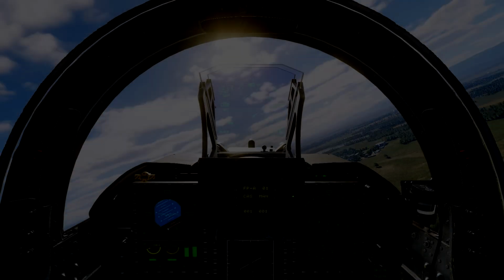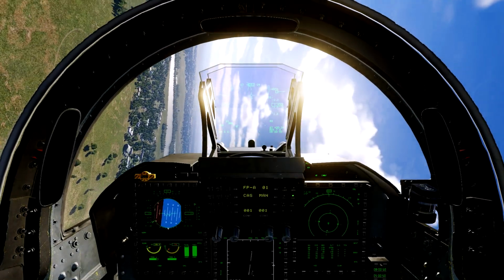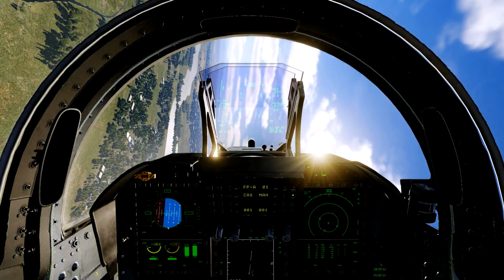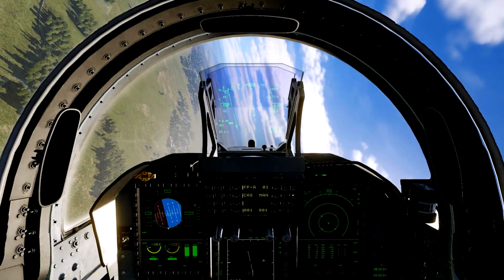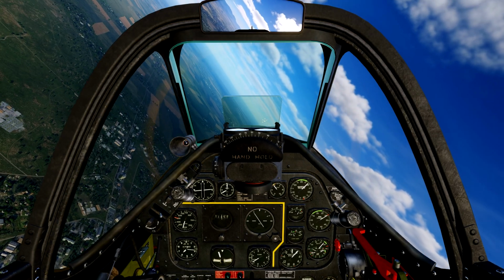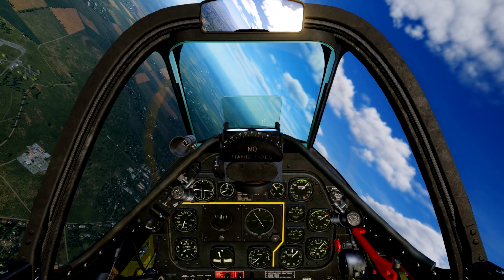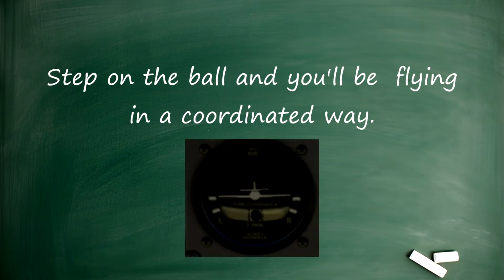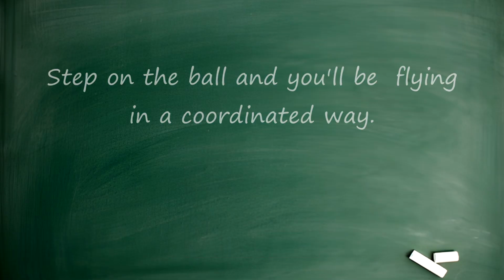In modern aircraft, autopilots and flight enhancing systems will automatically take care of the rudder and make sure you always turn in a coordinated way. In old school aircraft, however, you'll have to manage this yourself with correct rudder inputs. The turn coordinator will help you find the right amount of rudder you need to coordinate your turn.